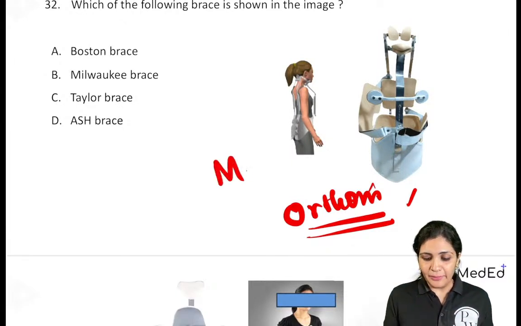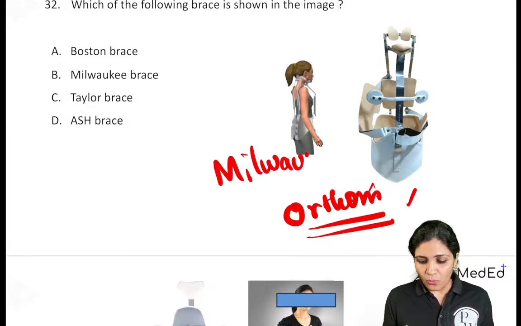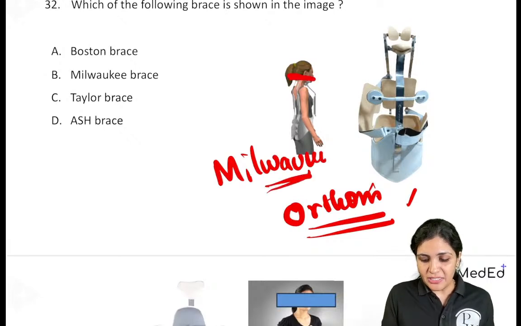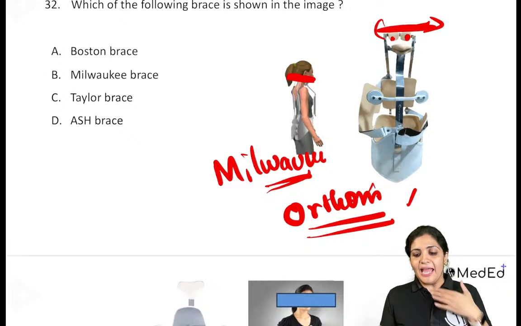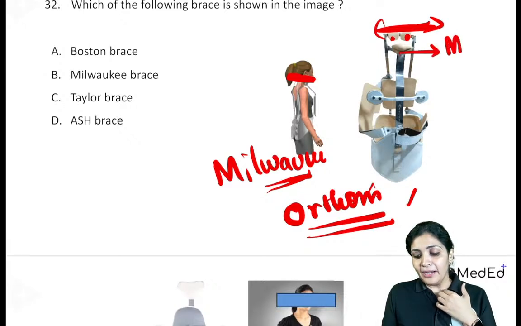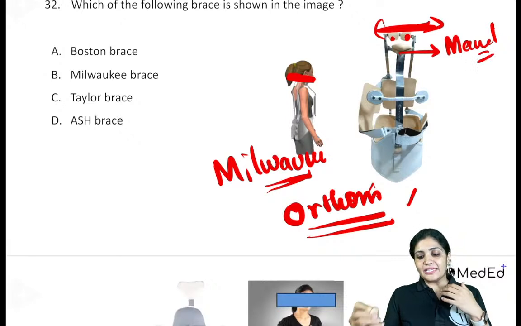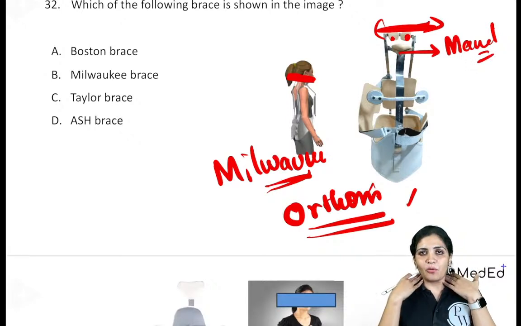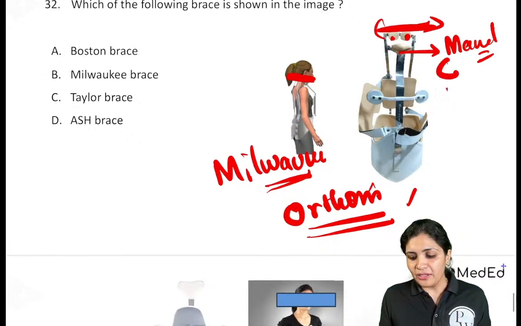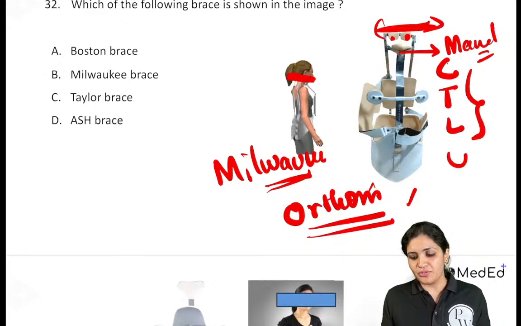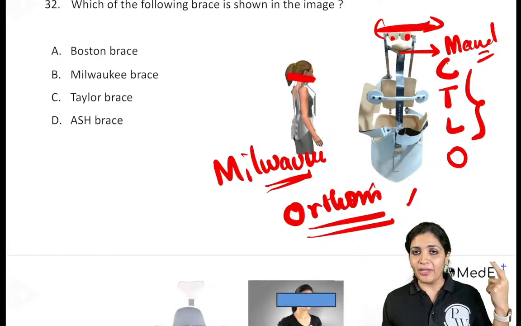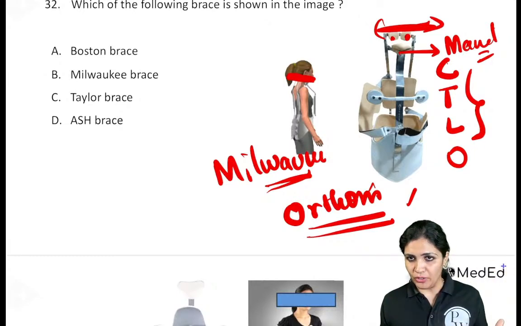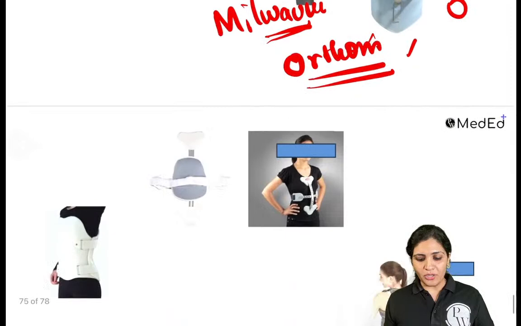This is nothing but the Milwaukee brace. The Milwaukee brace extends up to the occiput. The two occipital condyles sit onto it, and the mandible is also supported here. So this involves the cervical, thoracic, lumbar orthosis, the CTLO. This is your Milwaukee brace, used in scoliosis, right?